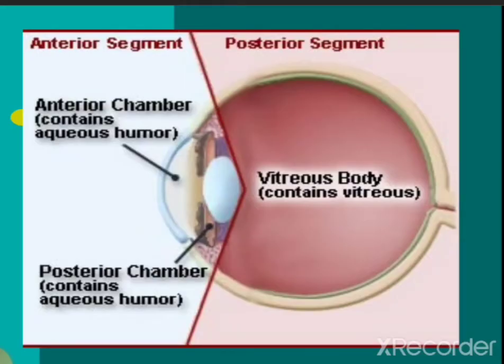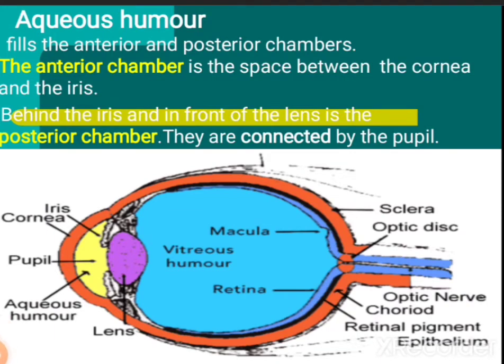Then the lens divides the eyeball into two segments. The anterior segment lies anterior to the lens and the posterior segment lies posterior to the lens. In the anterior segment we have the anterior chamber, which contains the aqueous humor, and in the posterior segment we have the vitreous body, which contains the vitreous humor.